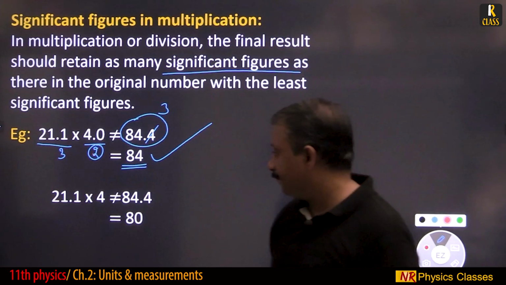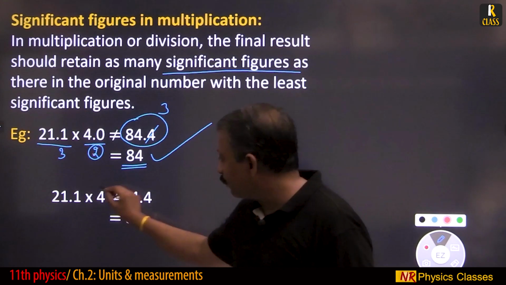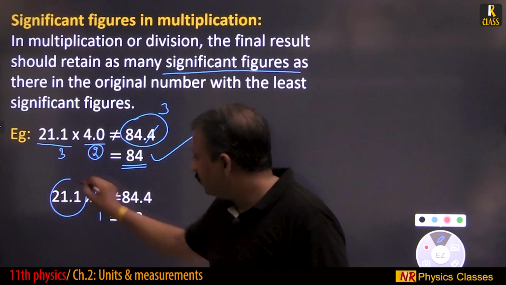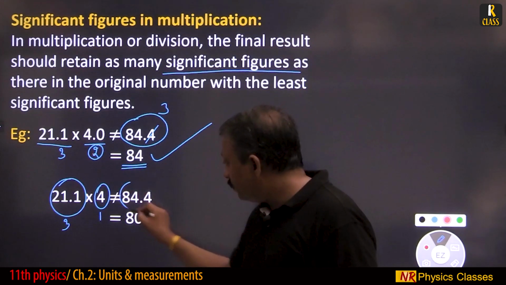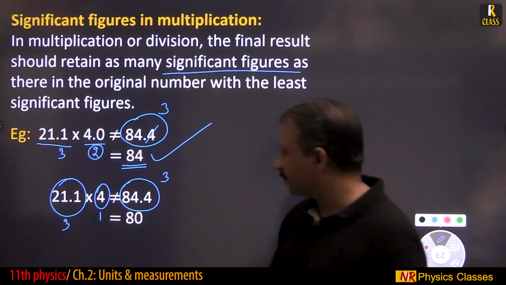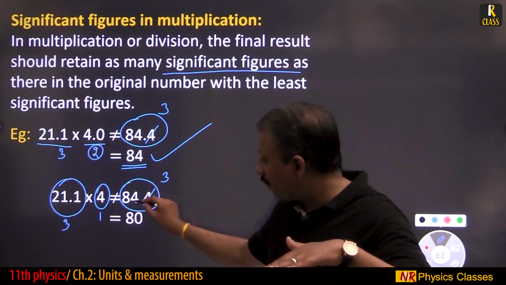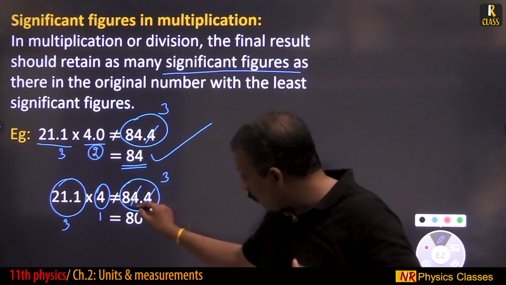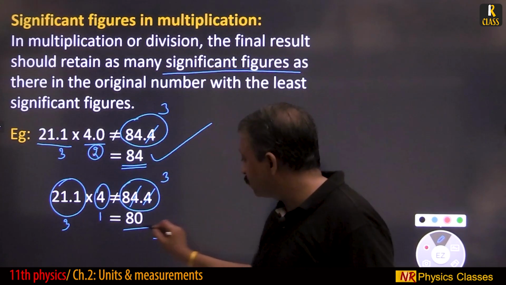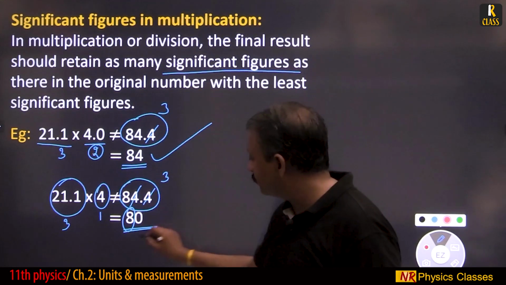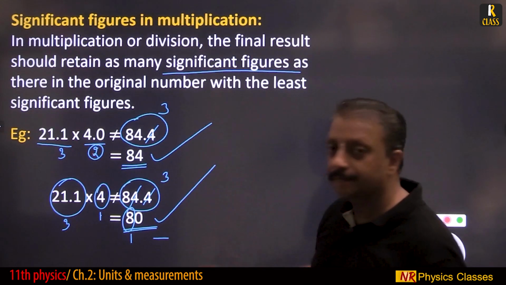One more example. This times this gives 84.5. 1 significant figure, 3 significant figures, least is 1. This has 3 significant figures. 4 less than 5, drop it. Again 4 less than 5, drop it. In place of this write 0. See, this has only 1 significant figure, and this is 1. So this is the answer.